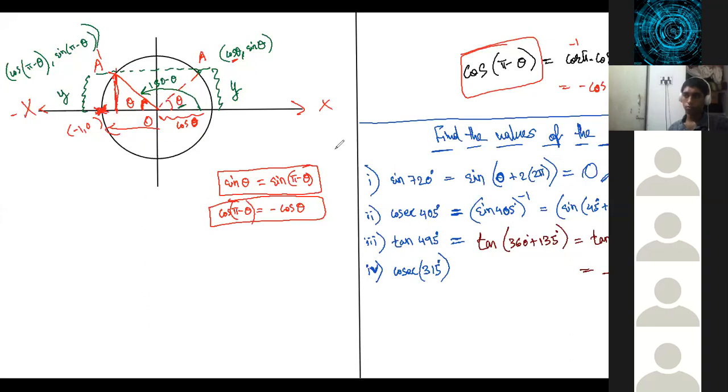Sir, minus root 2. Can it be minus 1 by root 2? No. The answer is minus root 2. Who got the answer? Pawan got it. Anyone else? Anyone else got minus root 2? Yes, sir. Can you tell Sujita how you got it?